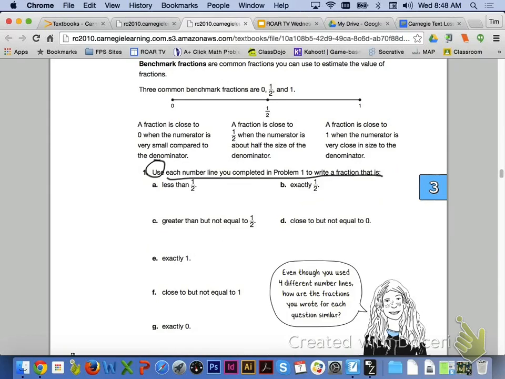Number 1 tells us to use each number line that we completed in problem 1 to write a fraction that is, and then if we take a look at the different statements for letters A through G. So go ahead and do A through G for number 1 with your group members.